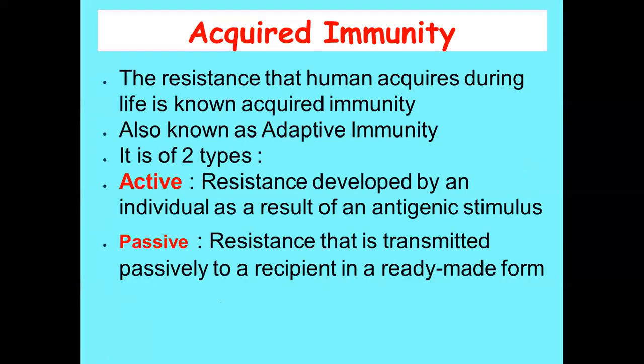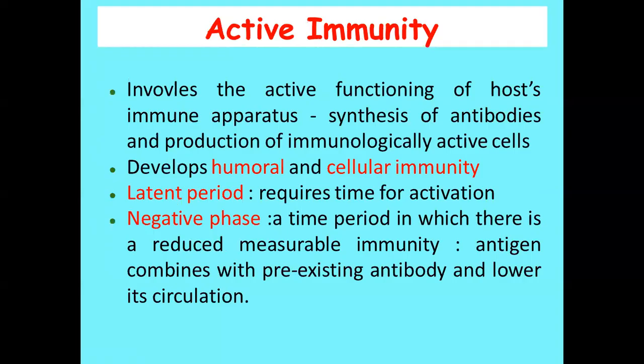And finally, acquired immunity. Here I've got some general information. The resistance that a human acquires during life is known as acquired immunity. There are two types, as we discussed in the previous classification: active and passive immunity. Active is the resistance developed by an individual as a result of antigenic stimulus. And passive is where we directly receive an antibody. Active immunity involves active functioning of the host immune apparatus, synthesis of antibodies, and production of immunologically active cells, and it develops either humoral or cellular immunity.